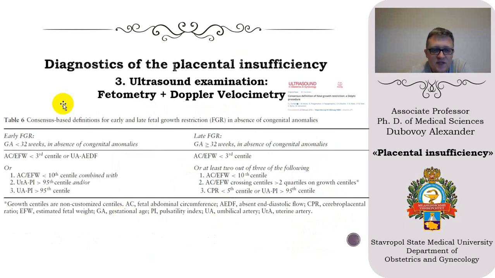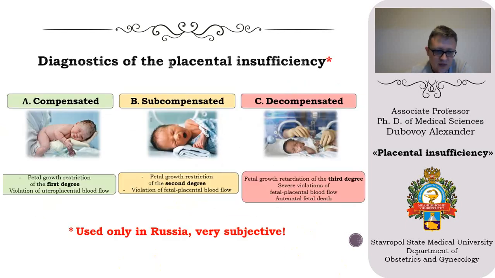This is a comprehensive table which takes into account fetometric and Doppler velocimetry indicators. We can differentiate between fetal growth restriction and small for gestational age. We will not dwell on this in detail. I said that placenta insufficiency is divided into compensated, subcompensated, and decompensated, and on this slide I show the signs of these types of placenta insufficiency.